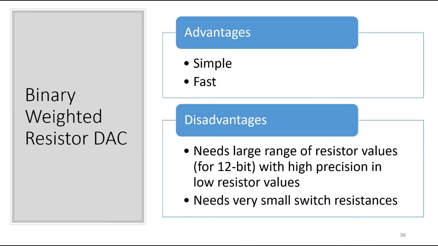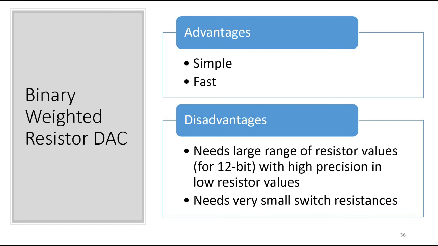So the binary weight resistor DAC is simple and fast, but the disadvantage is that it needs a large range of resistor values, for 12 bits for example, with high precision in low resistance values, and needs very small switch resistance.